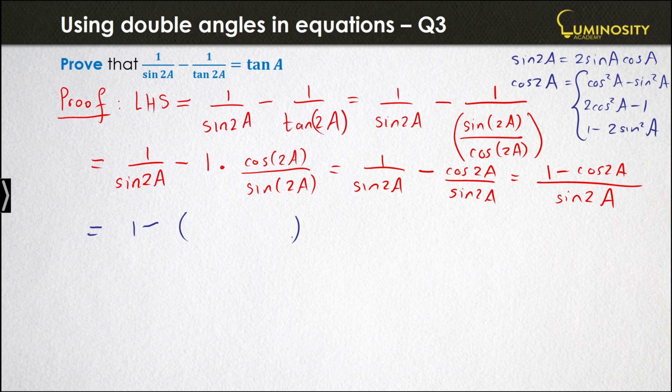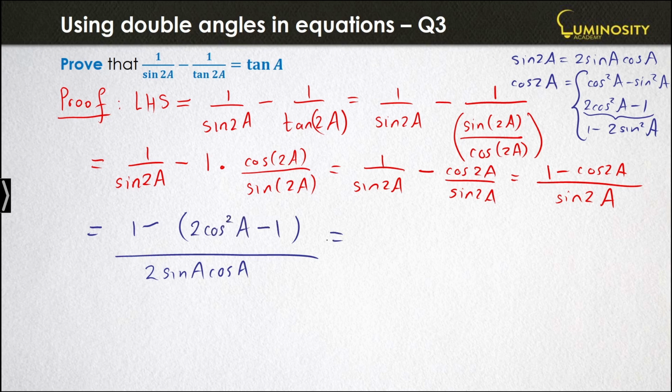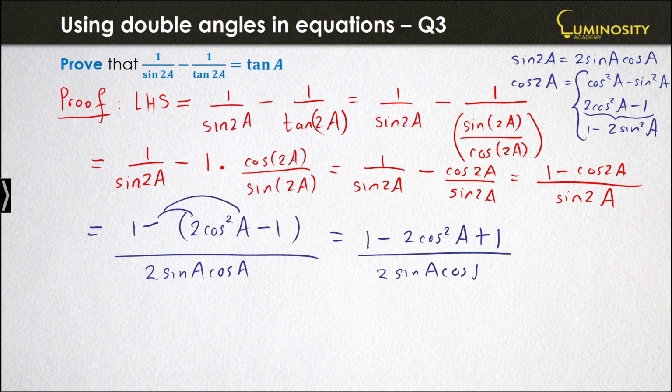Okay, so this is equal to 1 minus, so we can choose any one of the 3, but I feel like because sine 2a, when we simplify it in the denominator, we're just going to have 2 sine a cos a, that we should maybe avoid using the square expression for cos 2a. So I'm going to go ahead and use this one here, 2 cos squared a minus 1, and see what happens. So 2 cos squared a minus 1. Okay, so if I distribute out the negative sign, I get 1 minus 2 cos squared a minus 1 is plus 1, all over 2 sine a cos a.